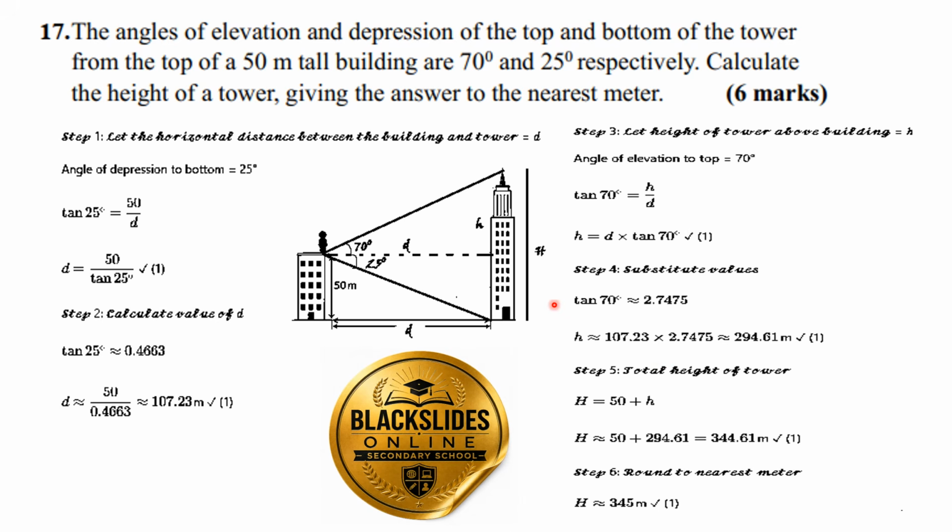So the total height is going to be 50, this part, add h. All right, so we know that 50 is just the height of the building, which is equal to this part, and then the height h above the building is 294, which together is 344.61.